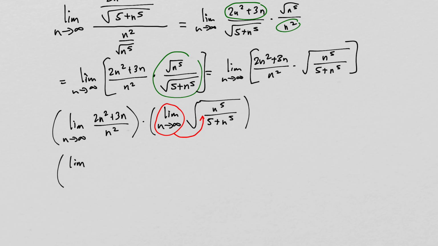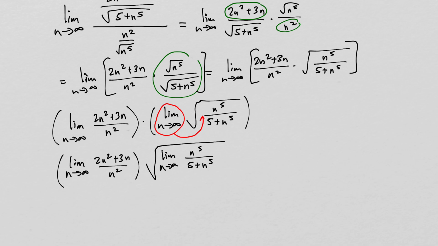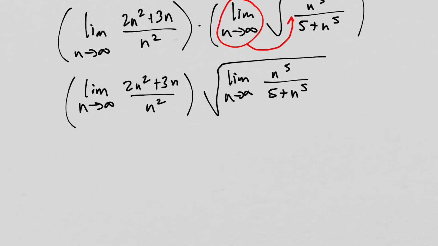That is actually a property of limits that you learned quite a long time ago. So we have multiplied by the square root of the limit of n to the fifth divided by 5 plus n to the fifth. Okay, now we just need to evaluate these limits. This limit here is infinity divided by infinity, so you could use L'Hopital's rule. Same thing here. This limit inside the radical is infinity divided by infinity, so you could use L'Hopital's rule as well here, which would involve taking derivatives.